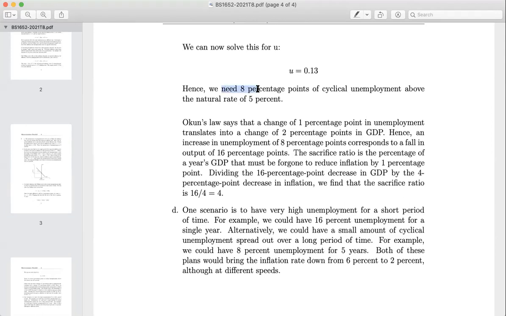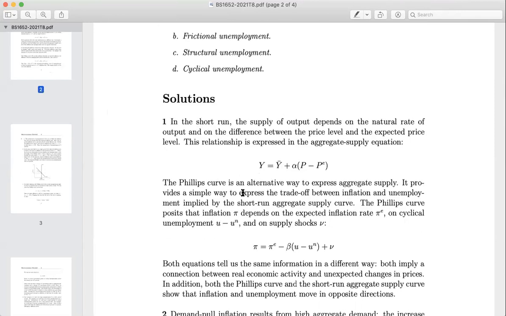So the cyclical unemployment is 8%. Okay, so this is very important. It's not so much to calculate, it's very straightforward, as I said.